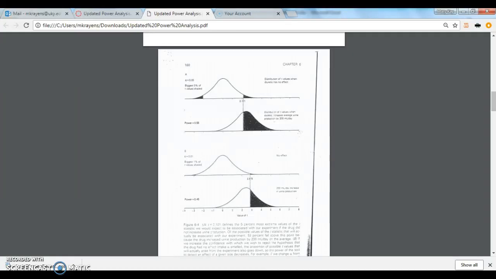So this is a continuation. This is part 2, the second half of the power analysis overview. And I just wanted to clarify one small change, and that is when I was talking about the critical value for the bottom pair of graphs.